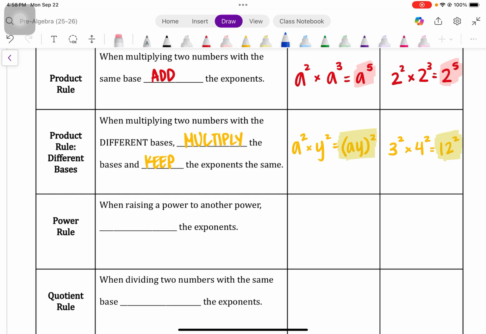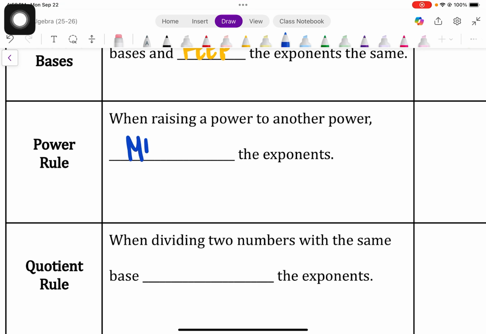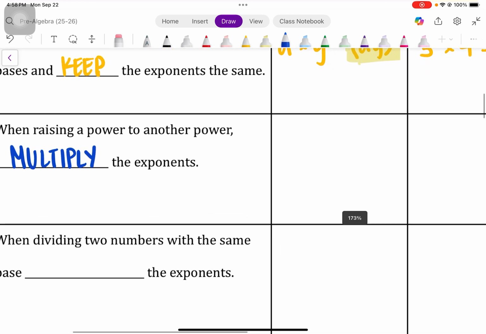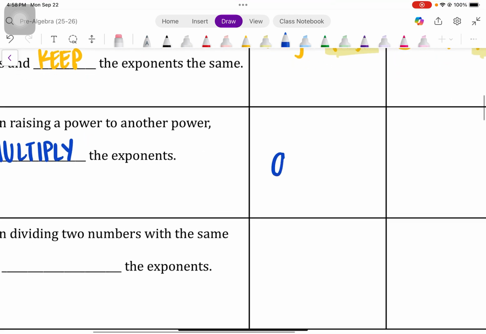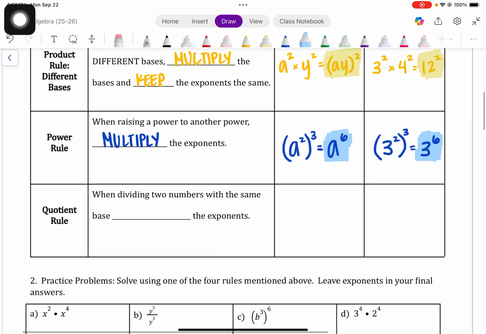Now, when we're doing the power rule, when raising a power to another power, we are also going to multiply the exponents. We are giving those exponents extra power. So that might look like a squared to the power of 3 is a to the 6th. If we were using only numbers, we could change that letter a to be 3 squared to the power of 3, which is 3 to the power of 6. So keeping that base, but just multiplying our exponents.